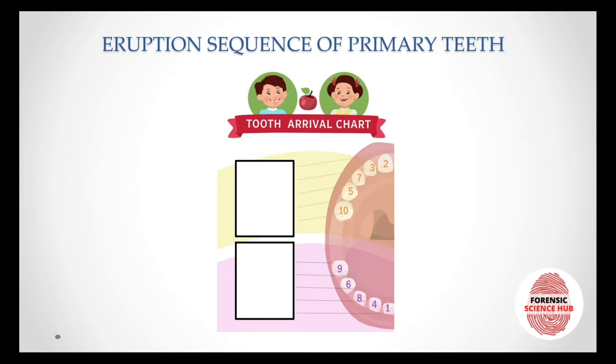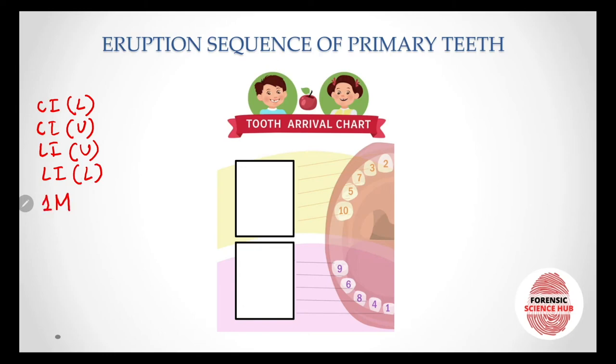So now let's talk about the eruption time of these teeth. So let me just write down. First, the central incisors come, the lower one. Then the central incisors come, the upper one. Then come the lateral incisors, upper one. And then come the lateral incisors, lower one. Then come the first molar, canines, and the second molar, right? This is what we have learned till now.